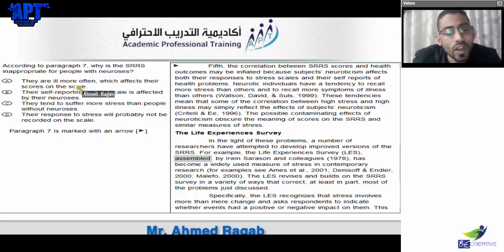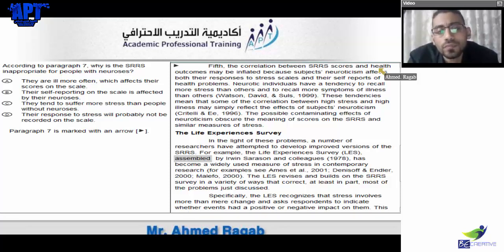So they are ill more often, that's the people with neurosis, which affects their score on the scale. Their self-reporting on the scale is affected by their neurosis. They tend to suffer more stress than people without neurosis. Their response to stress will probably not be recorded on the scale. So, correlations between SRRS scores and health outcomes may be inflated.